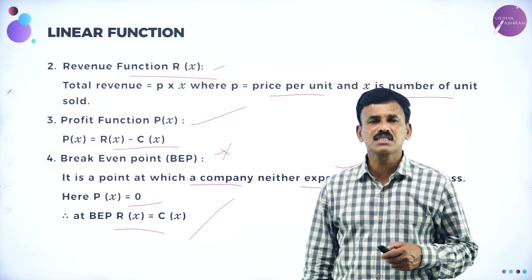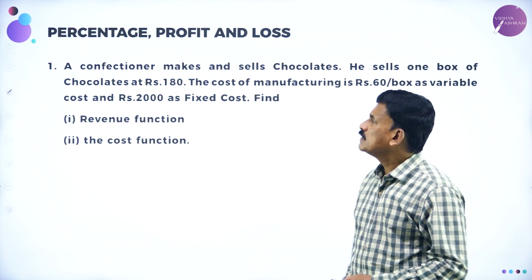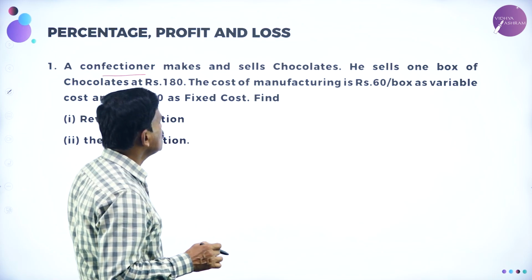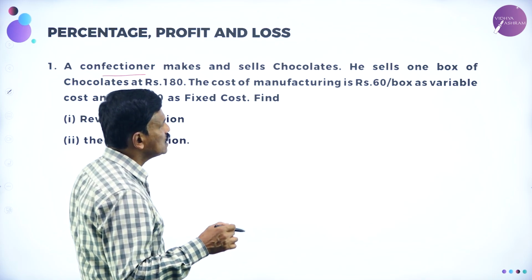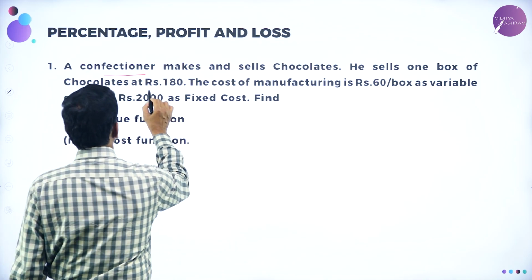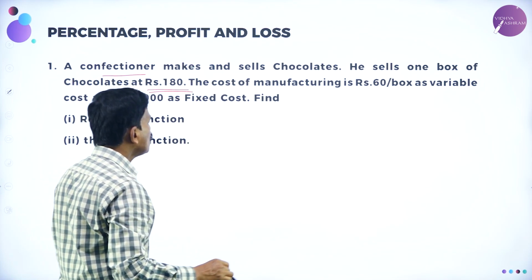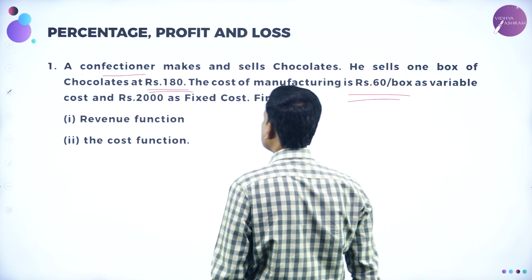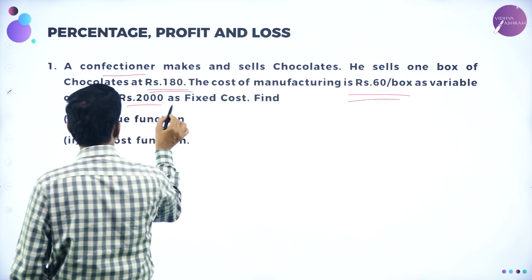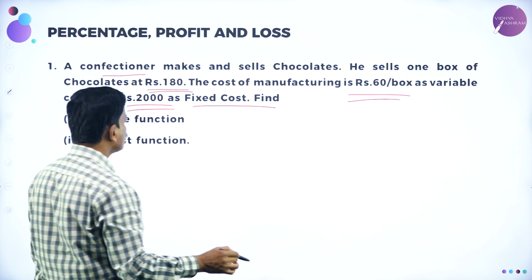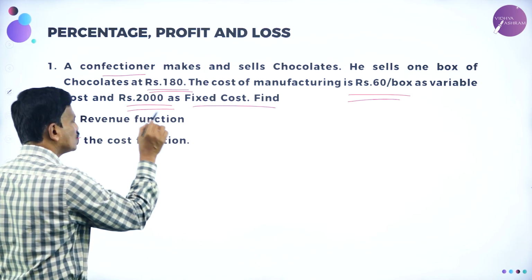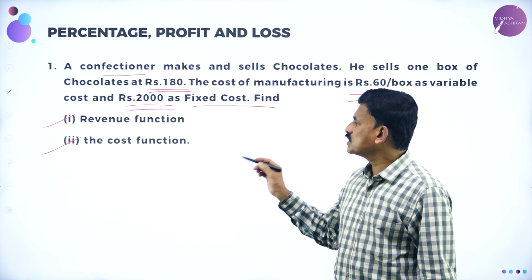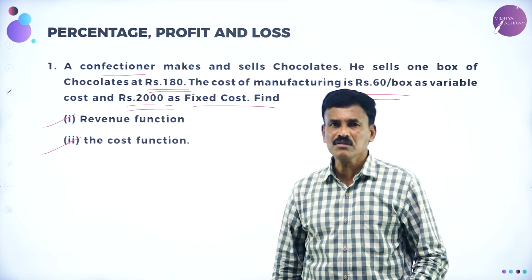Now, let us move on to a simple problem for 1 or 2 marks. First problem: a confectioner makes and sells chocolates. He sells one box of chocolate at rupees 180. The cost of manufacturing is rupees 60 per box. Rupees 2000 is the fixed cost. Find the revenue function and the total cost function. What is required is the revenue function as well as the total cost function.